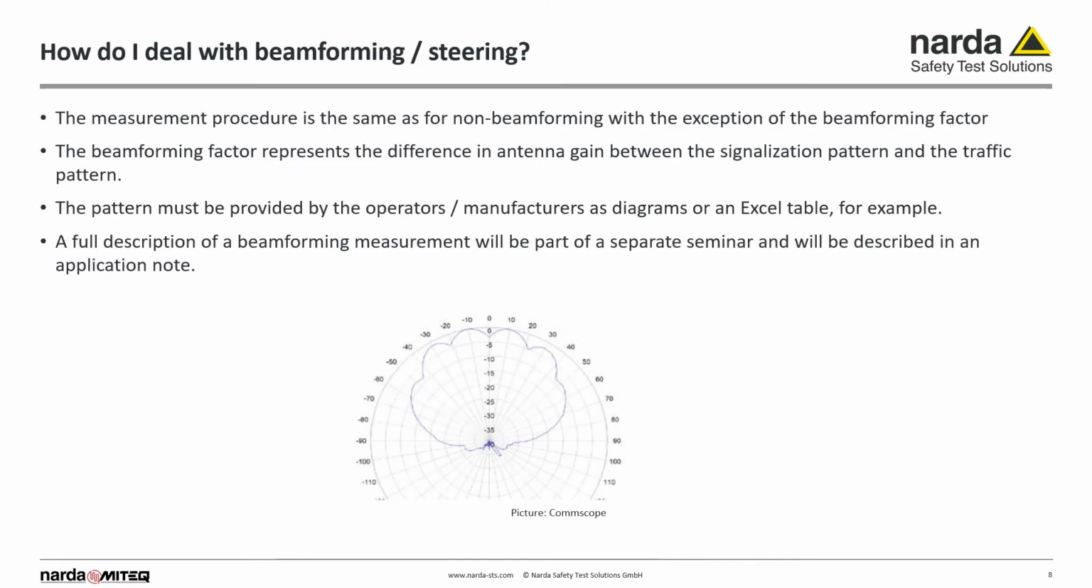How do I deal with beamforming? The measurement procedure is the same as without beamforming, except that the beamforming factor cannot be assumed to be 1, but has to be determined correctly. To do this, the antenna patterns for the traffic and signaling must be compared for the measurement location, for example. The antenna patterns that are required for this comparison must be obtained from the manufacturers or providers. Narda will shortly be providing further assistance on the subject of measurement on beamforming antennas. You can keep up to date with this through the Narda news ticker.